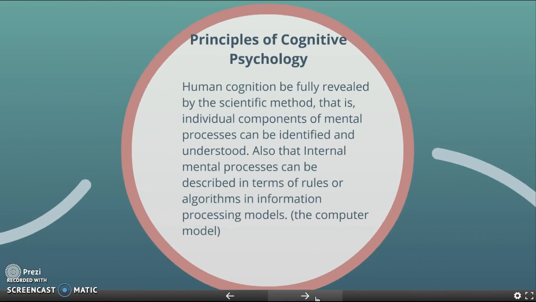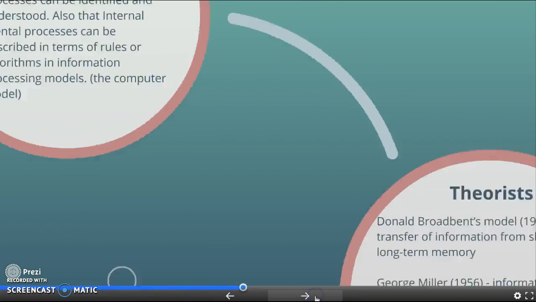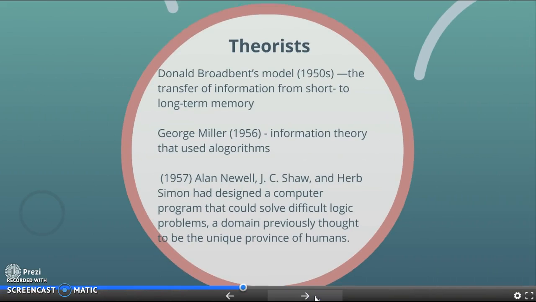Principles of cognitive psychology. Human cognition can be fully revealed by the scientific method. Of course, that's what many people use today. That is, the individual components of mental processes can be identified and understood. Also, the internal mental process can be described in terms of rules or algorithms in information processing models, especially the computer model. I think that's where everything comes from with this theory. So, the theorists, I'm going to explain a little bit as I go.